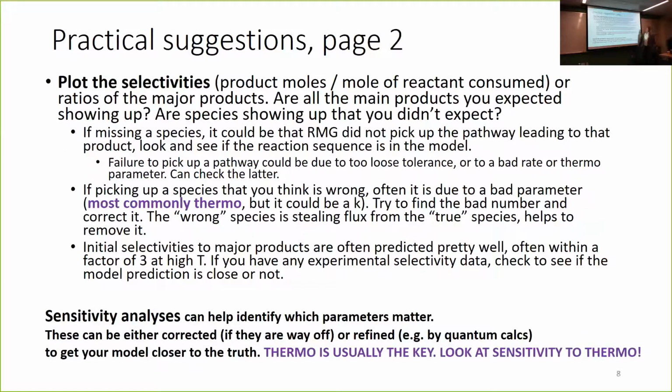All right, so now you have a model, and you think it's semi-reasonable. You don't have any crazy species that are really important, and you think you're okay. So now you want to check it. First thing you should focus on is selectivities. So is the model making the major products that you expect in anywhere close to the ratios you expect, like within orders of magnitude of the ratios you expect?